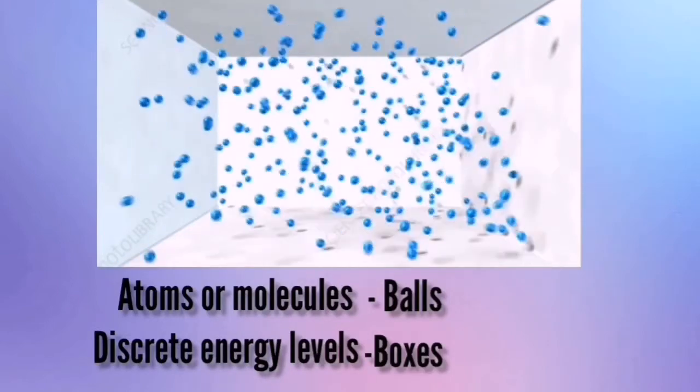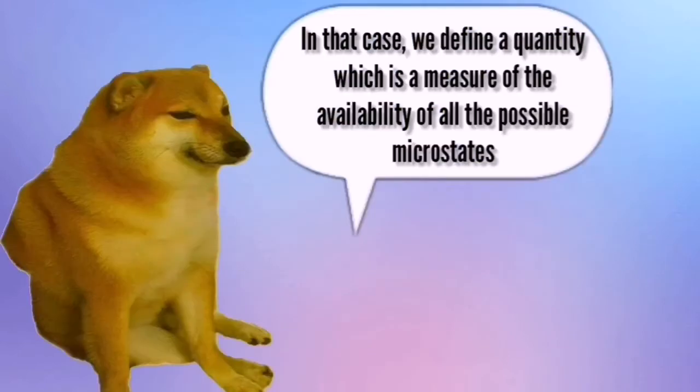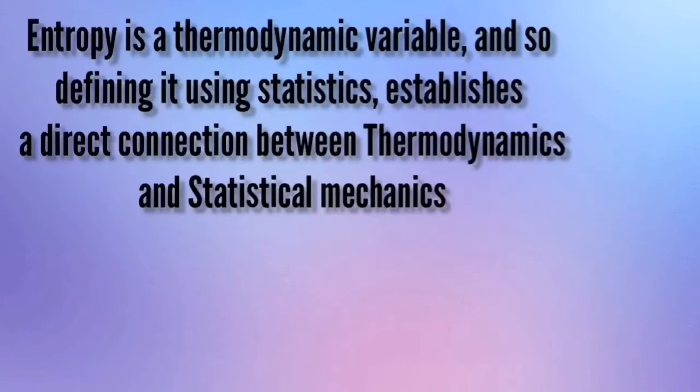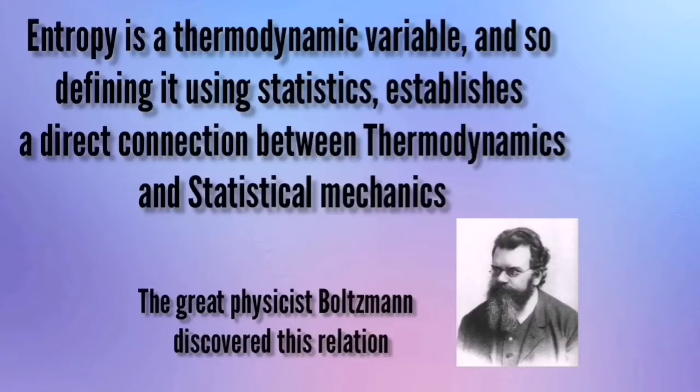In that case, we define a quantity which is a measure of the availability of all the possible microstates, which is called entropy. Entropy is given as the product of some constant value, which is the Boltzmann constant, times the natural logarithm of the total microstates of the system. As entropy is a thermodynamic variable, the equation serves as a direct connection between thermodynamics and statistical mechanics.